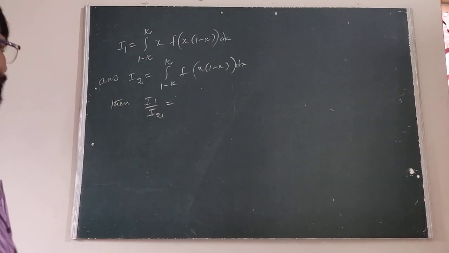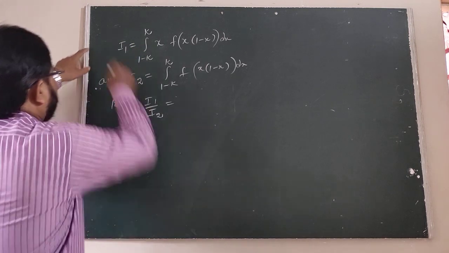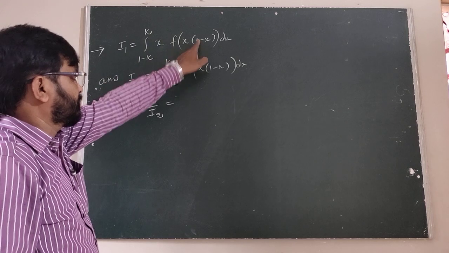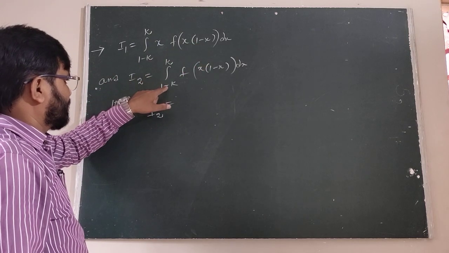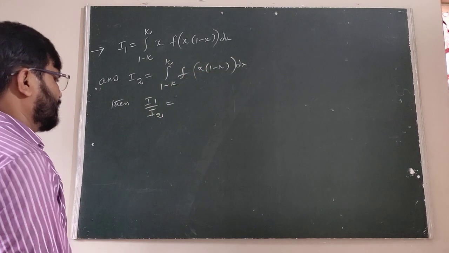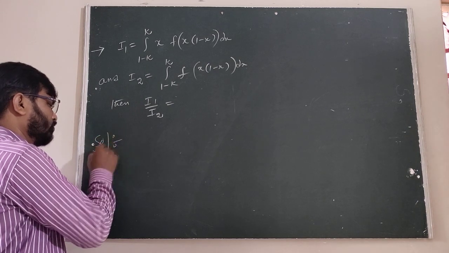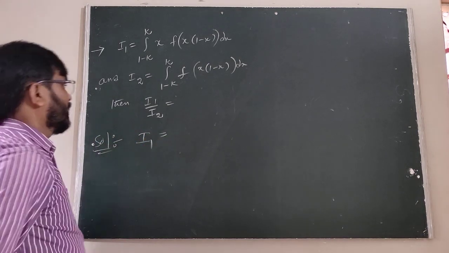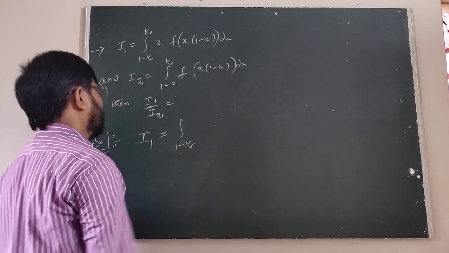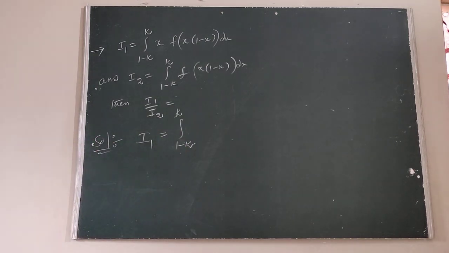Now the other one. It is given that I1 is the integral from 1 minus k to k of x into f of x into 1 minus x, and I2 is the integral from 1 minus k to k of f of x into 1 minus x dx. Then find the value of I1 by I2. How to write this? First we take I1. I1 is the integral from 1 minus k to k.